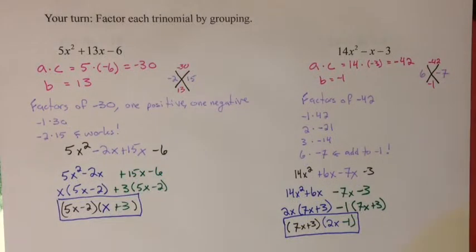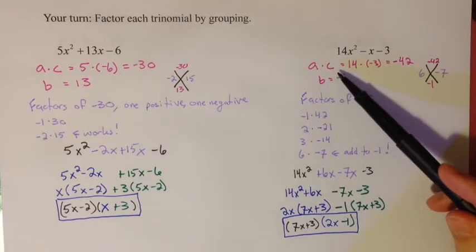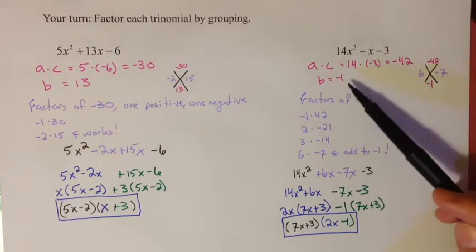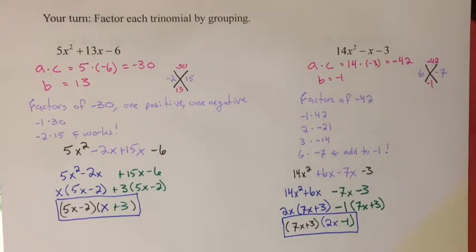In my second example, a times c was 14 times negative 3, which came out to be negative 42, and my b is negative 1. So I'm looking for two things that multiply together to be negative 42, but add together to be negative 1. So some things that I noticed before I even start that process is that in order to multiply together to be negative 42, one of my two numbers will need to be negative.